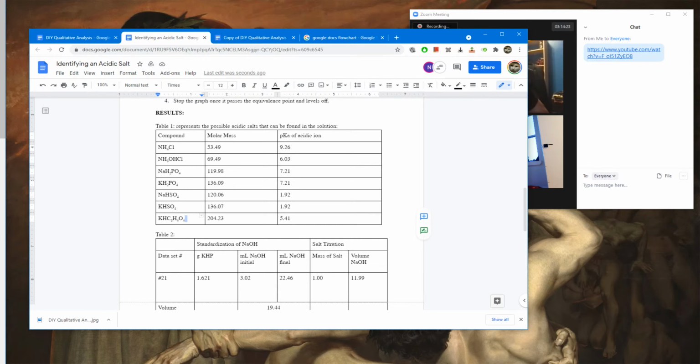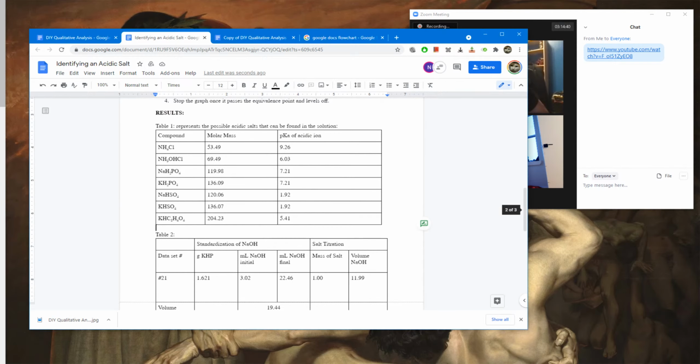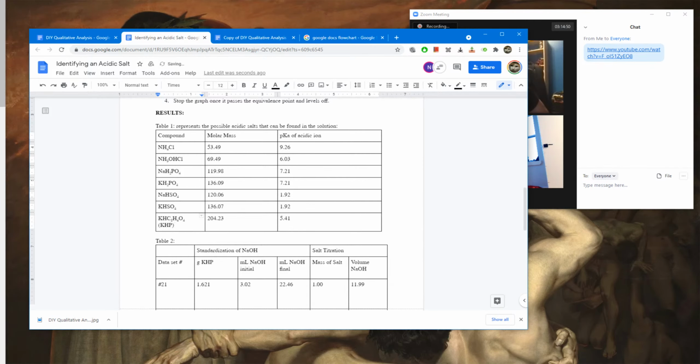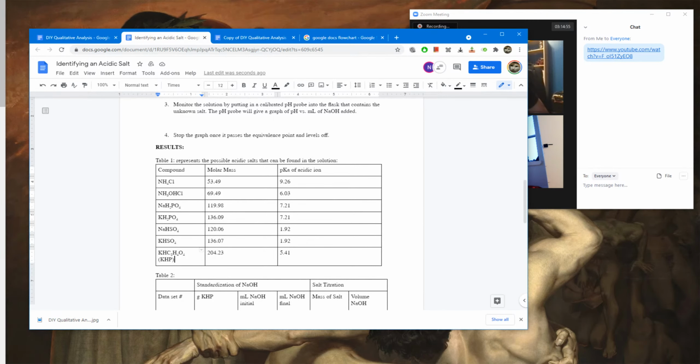Okay. The thing that's 204.23. 204.23 grams per mole. Where? It's in table 1, at the bottom. I see it. So that's KHP? Yeah. Why didn't they just say it like that?